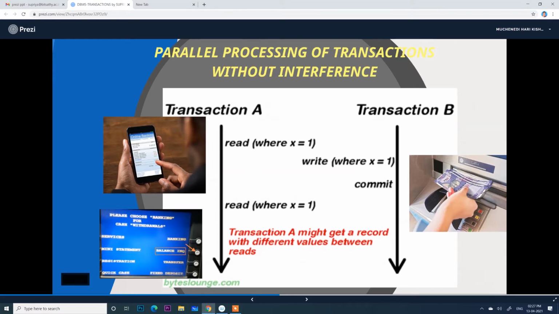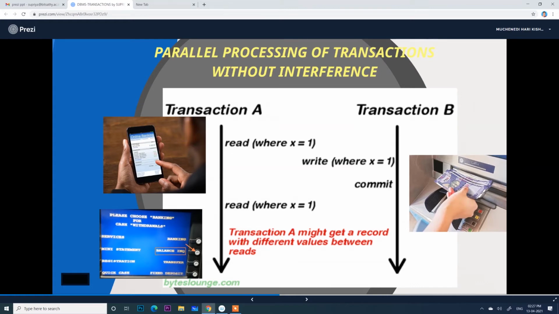When this transaction B happens in between the two reads of your transaction A, then the amount which we are dealing with in transaction A will be affected. That is, your transaction A might read a different value.